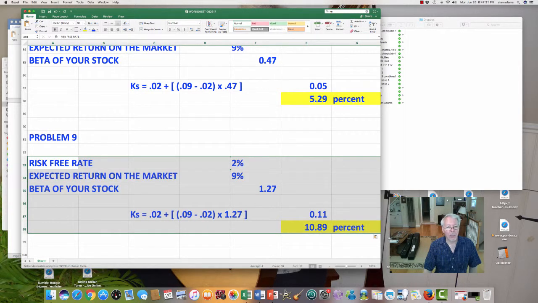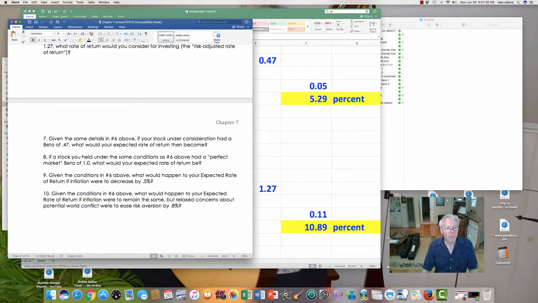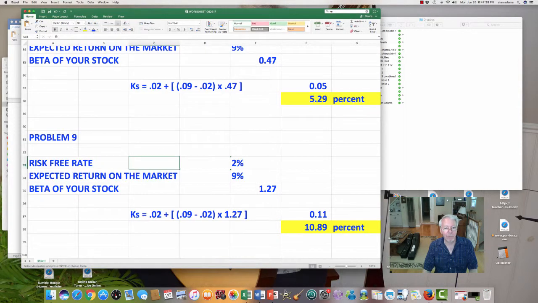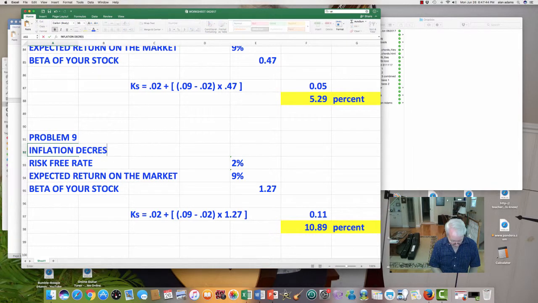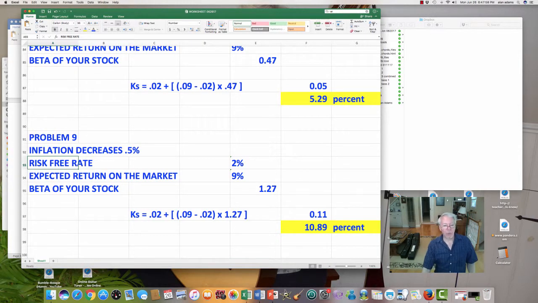There we are. Okay, now we know that inflation is going to change. Inflation is going to decrease by 0.5%, half a percent. Make sure I've got my numbers right here, friends. So we're going to use the same equation, but we're going to ask what factors are affected by a change in inflation?